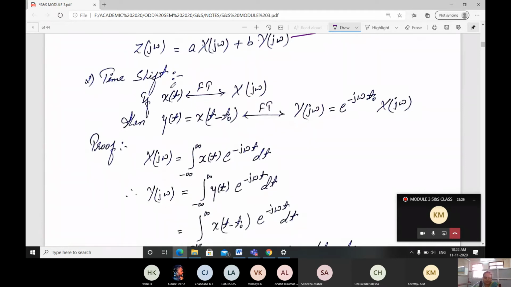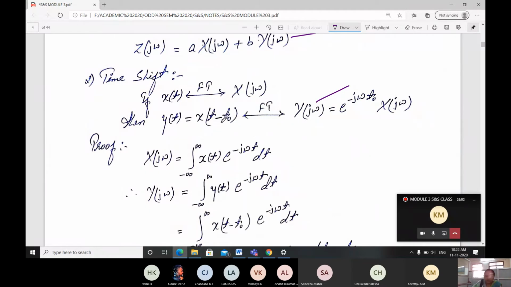Then the next property is time shift. If x of t has the Fourier transform X of j omega, then y of t is equal to x of t minus t naught if it is a time shift. The property is what we learned; I hope you remembered. The same thing we are going to use here. Then the Fourier transform is Y of j omega is equal to e raised to minus j omega t naught into X of j omega.